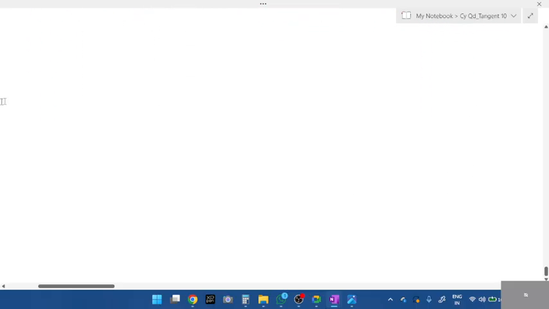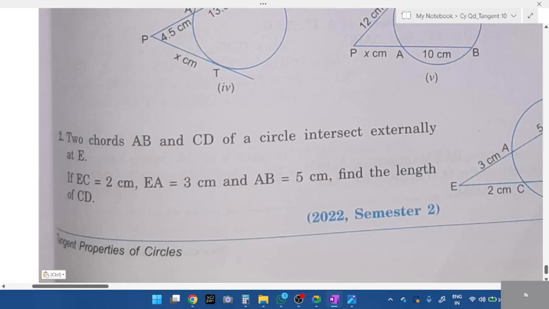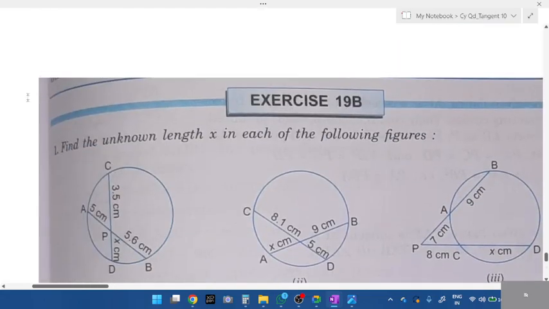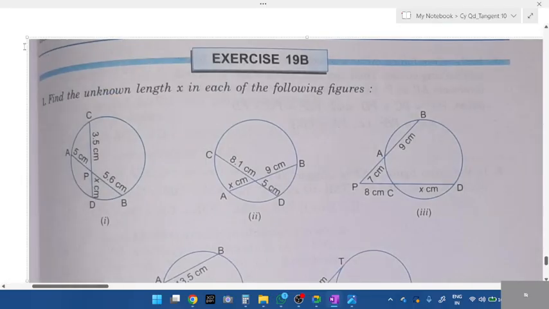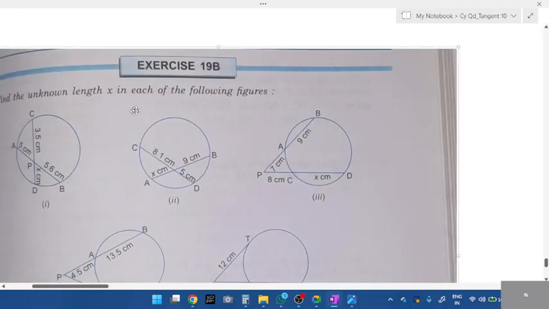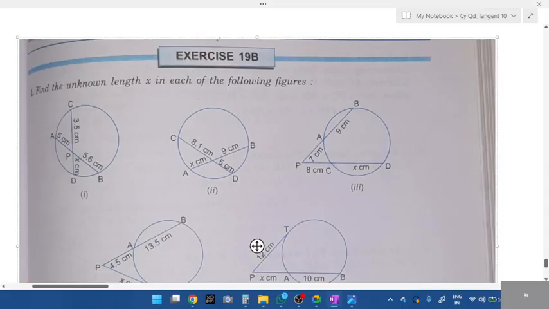Okay, now just two questions. We'll solve two or three. Remaining will continue in the evening later. Tell me the first question. Last exercise. Tangent will get over today. Look at the first diagram, students. Is it chord, tangent, or secant? First question.